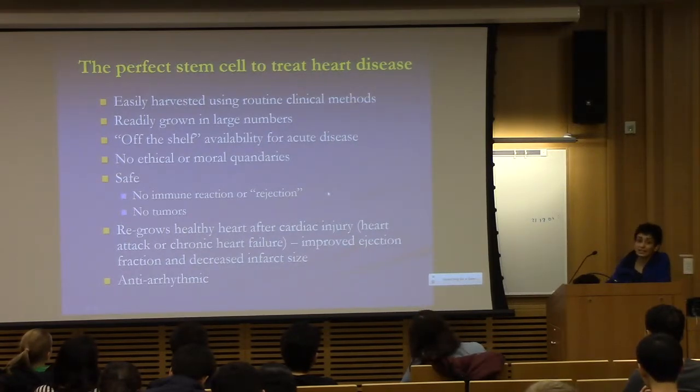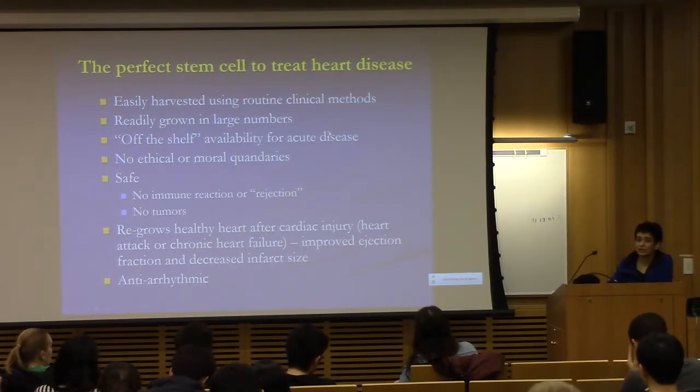We don't have such an ideal stem cell yet, but it should be easily harvested using routine clinical methods. The iPSCs would be interesting because we can just take blood cells and reprogram them and get large numbers of cells, theoretically. You need them grown in large numbers. Ideally, they should be available off the shelf for acute disease.